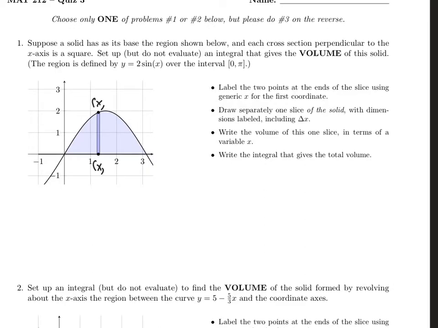The point on the bottom has a y-coordinate of 0, regardless of where the x is. And the y-coordinate of the curve on the top is whatever the equation is, 2 sine x. So that's how the top and bottom of that generic slice is labeled. Since we're finding a volume, we add this extra step of sketching what one piece looks like.